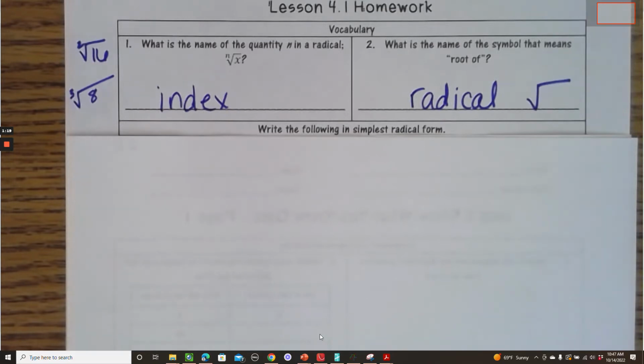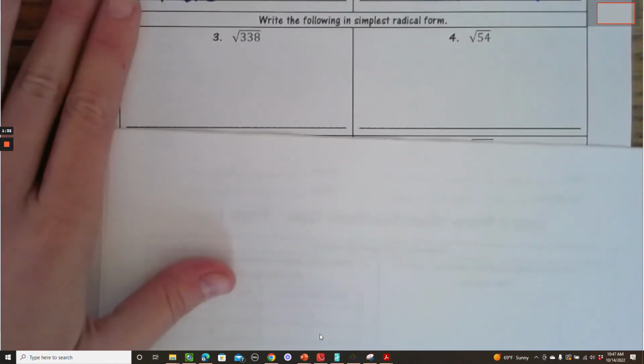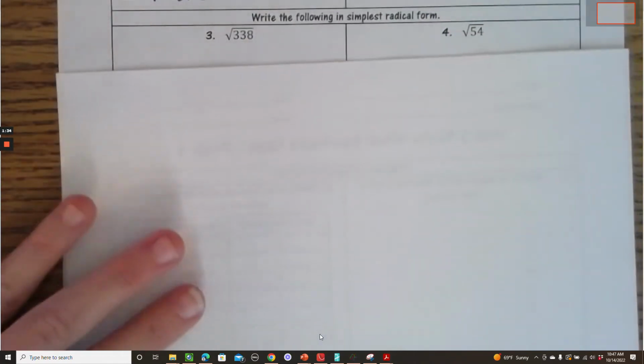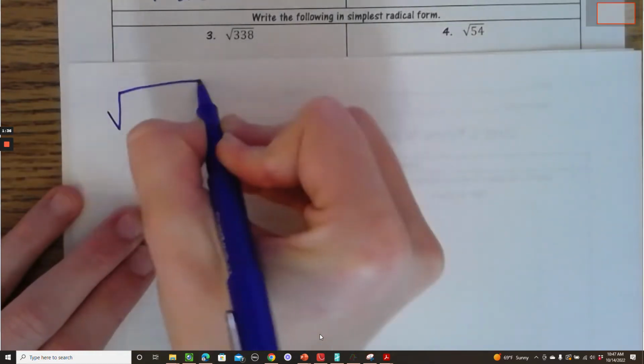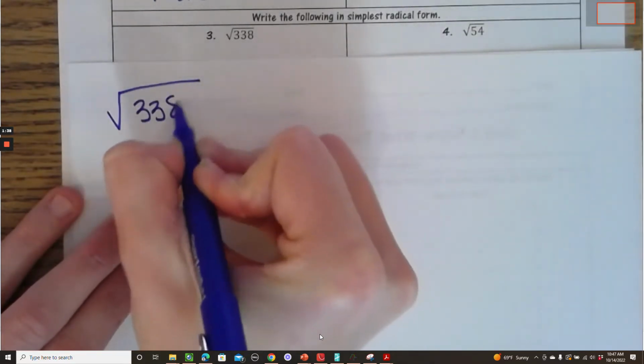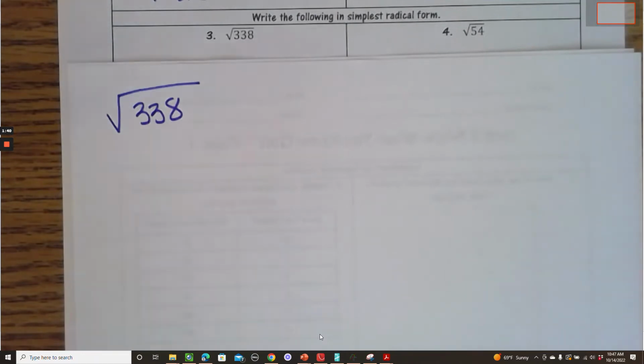So for algebra and any math past algebra, you need to know how to simplify radicals. This is something I was never taught in high school, and my math classes in college ate my lunch because I didn't know how to do this. So square root of 338. I need to simplify this.